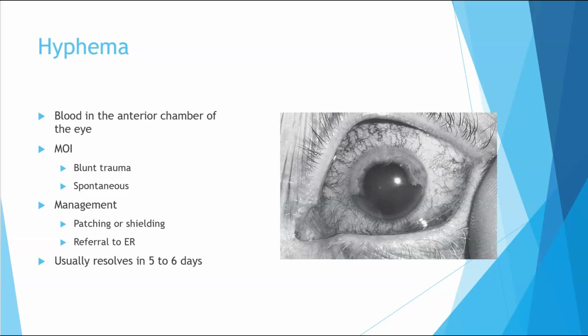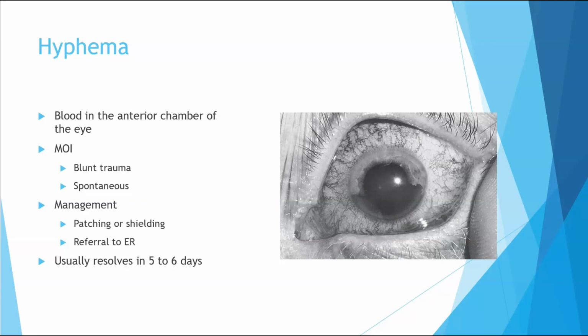Okay, hyphemia. So this is a great picture of hyphemia. I wish it was color, but this is what we had in our book. Usually the mechanism of injury is a spontaneous blunt trauma, and blood in the anterior chamber of the eye starts to pool. So with this, we're going to give them a patch and want them to shield their eye and then send them to the emergency room.